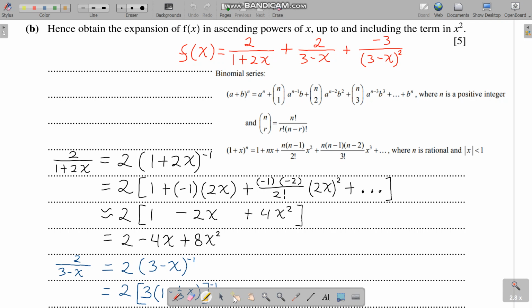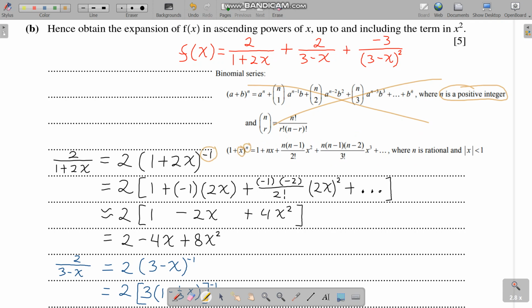So for the first term, 2 over 1 plus 2x, that is the same as 2 times (1 plus 2x) to the power of minus 1, because of this reciprocal here. Now we cannot use this formula because it is only for positive integer powers. The power here is negative, so we cannot use this formula because this is for Paper 1. For Paper 3 we use this formula. So using the Paper 3 formula, we have to identify the n and the x.